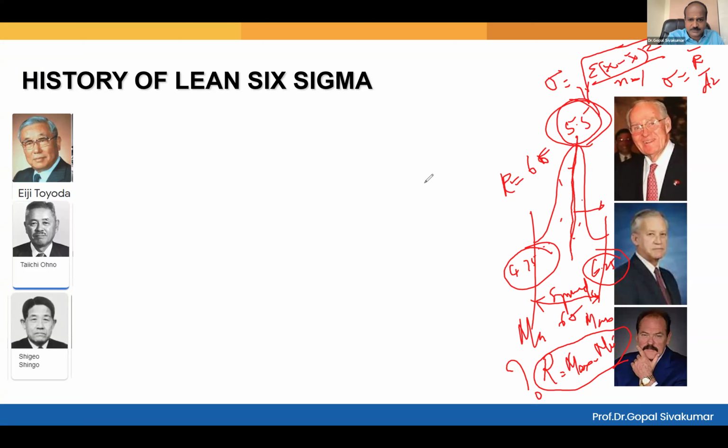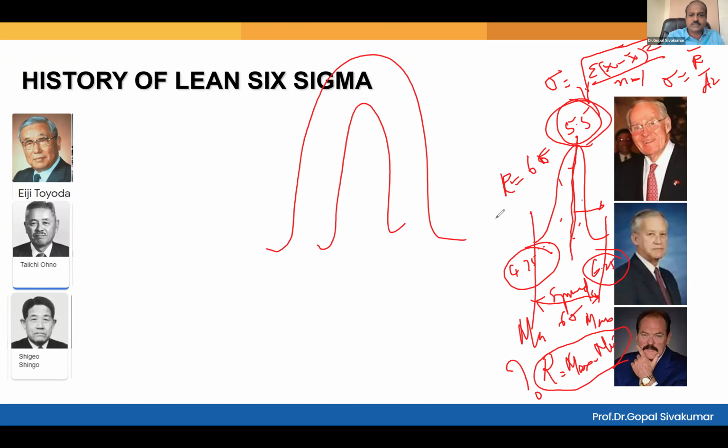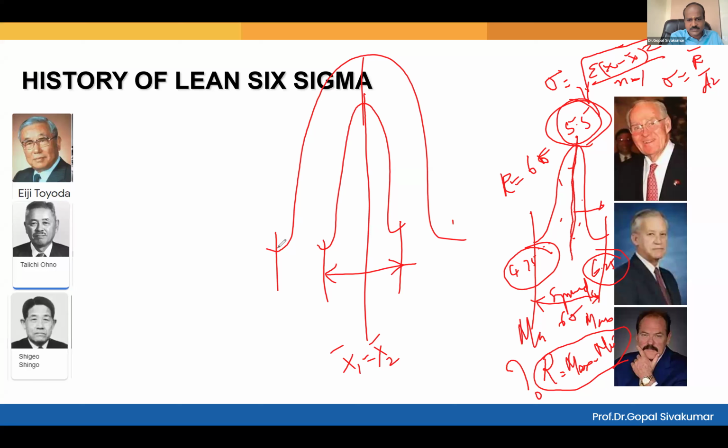Now let me show you a process. One first process and another process, second process. As far as the center is concerned, x1 bar and x2 bar are same. Do you understand what I'm saying? The average for the first process and the average for the second process are both same. But for the first process, the spread is small. Can you see that? For the second process, the spread is large. Now tell me which process is good.